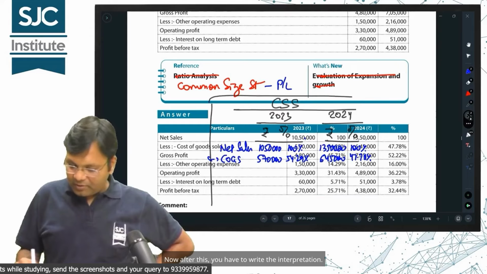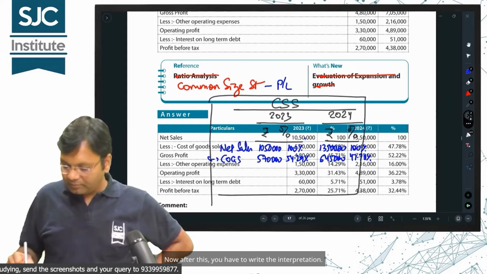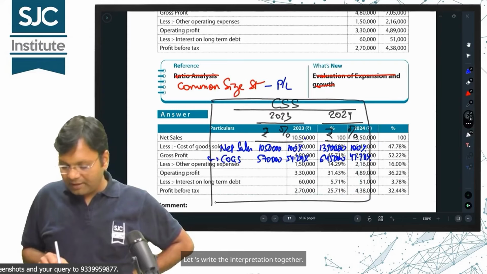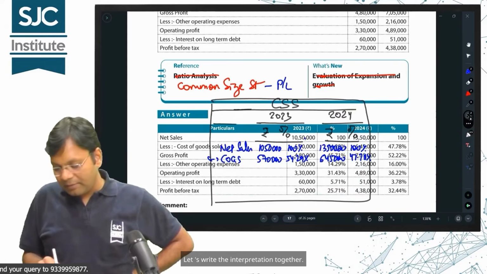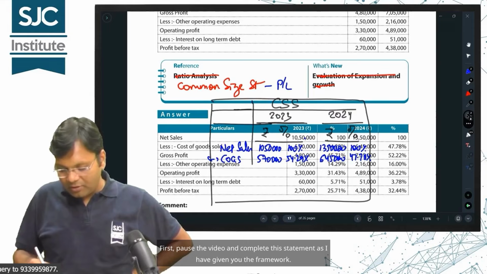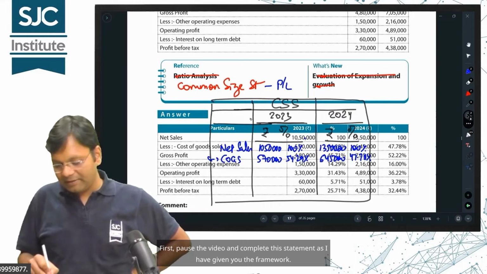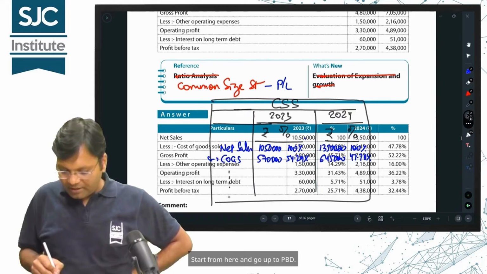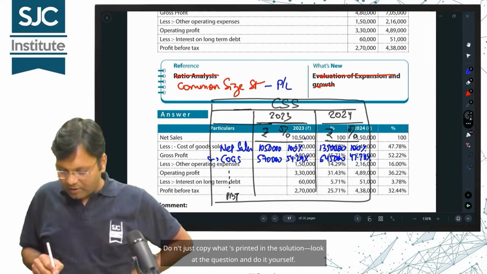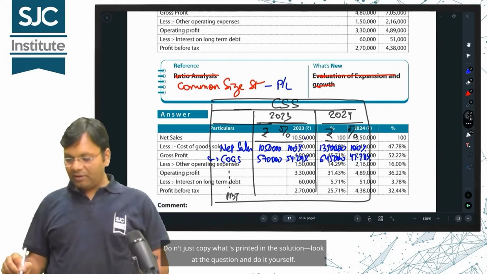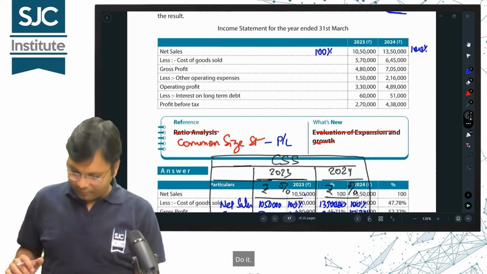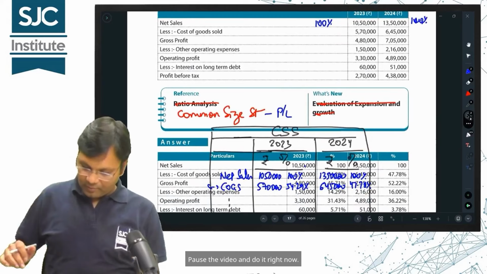Now after this, you have to write the interpretation. Let's write the interpretation together, okay? First, pause the video and complete this statement as I have given you the framework. Start from here and go up to PBD. Don't just copy what's printed in the solution. Look at the question and do it yourself. Do it. Pause the video and do it right now.